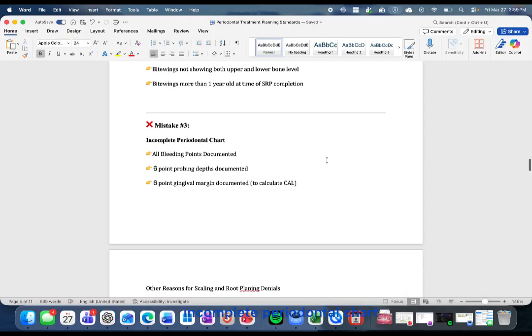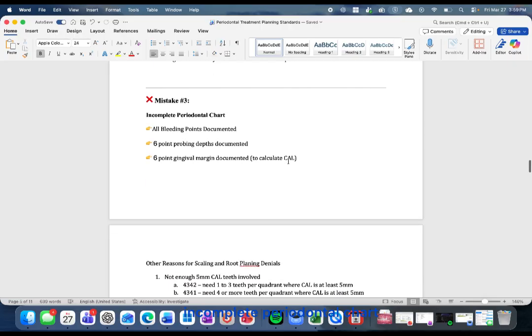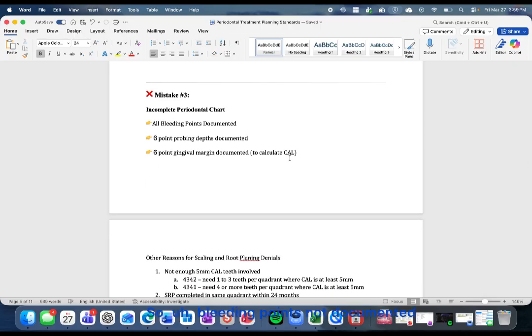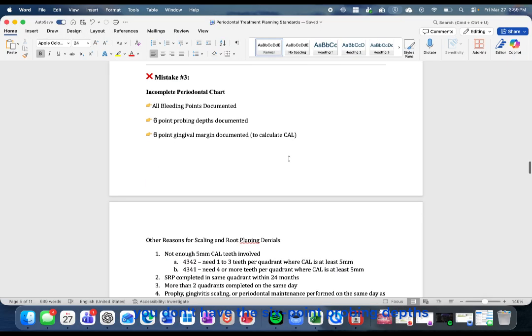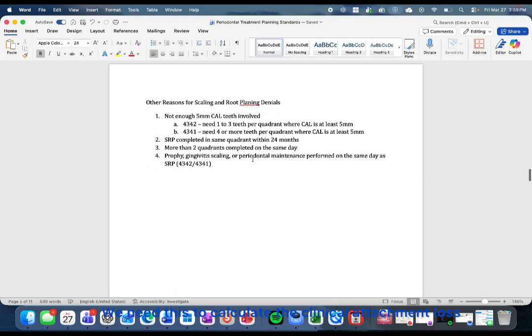Mistake number three, incomplete periodontal chart. So bleeding points not documented. You don't have the 6-point probing depths, or you don't have the 6-point gingival margins documented. We need this to calculate the clinical attachment loss.